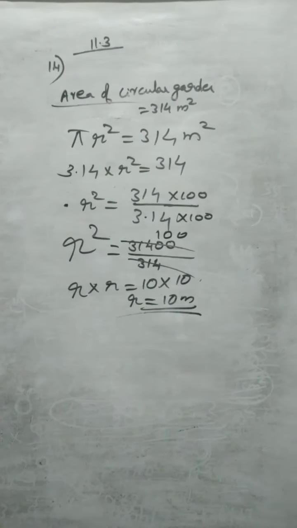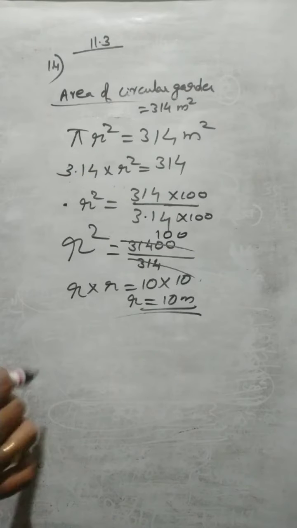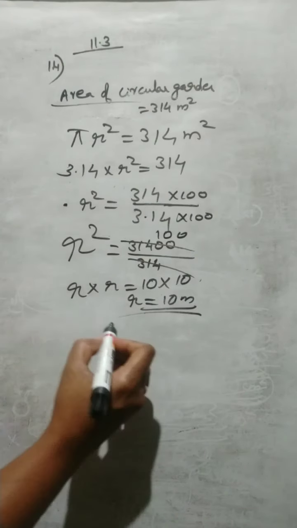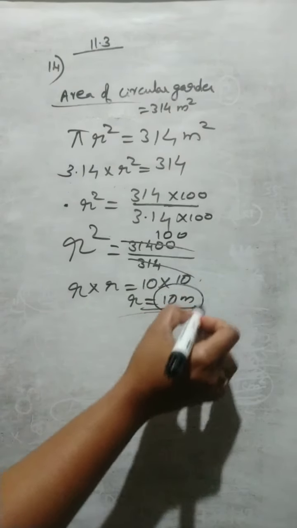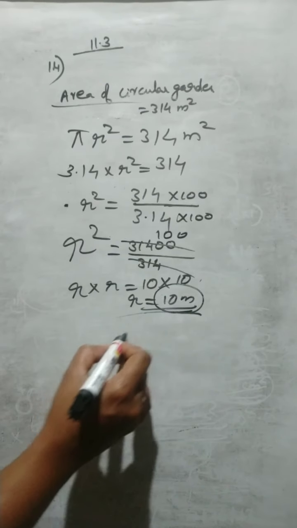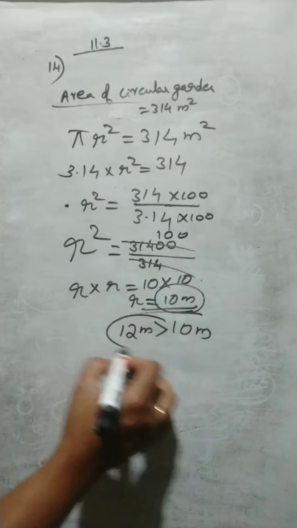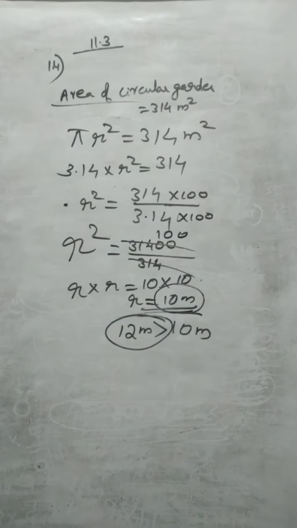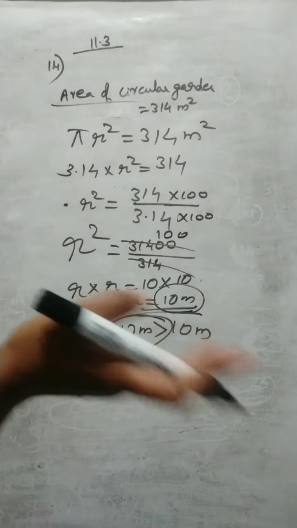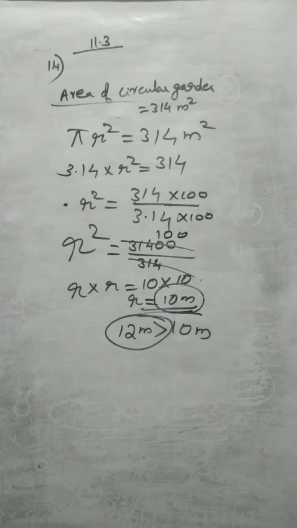So, the sprinkler can cover 12 meter. After 10, this 12 will be there. So, 12 meter is greater than 10 meter. So, the sprinkler can water the whole garden. Clear?